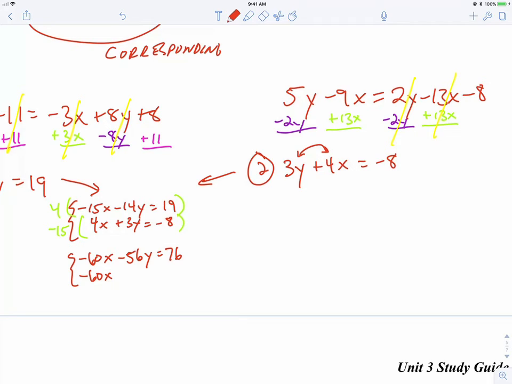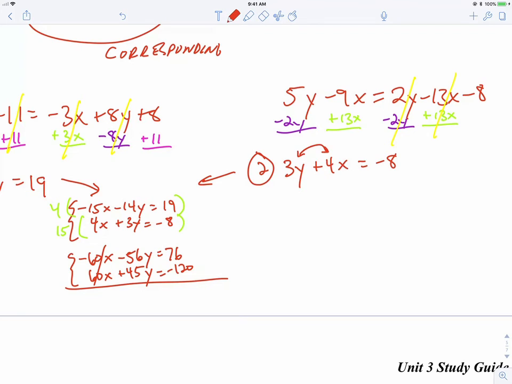So actually, I want to just multiply the bottom by a positive 15, because I don't want them both to be negative. So 15 times 4 is 60. 15 times 3 is 45. And then 15 times negative 8 is negative 120. So now when I add, the x's eliminate.